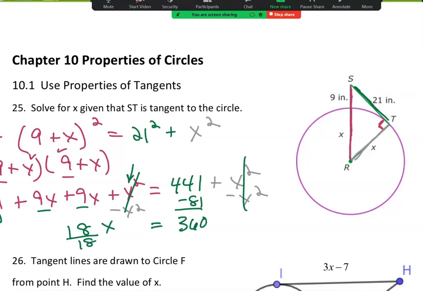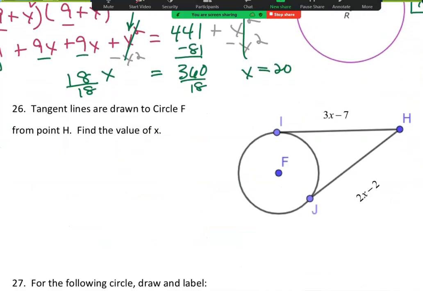Okay, divide by 18, and if you take 360 and divide by 18, I'm going to get x is 20. They wanted me to solve for x, so I have done that. This x equals 20, and I'm done. Okay, let's go to the next one.